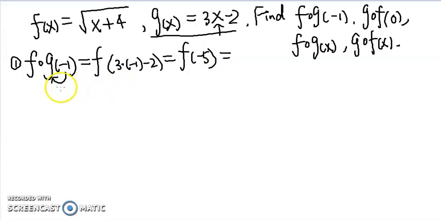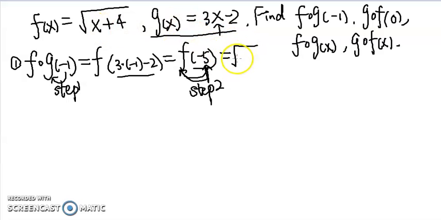Now we're going to do the second step. This is our step 1, and that's the answer from step 1. Now we're ready to do f of -5. That means you plug -5 into the f function. That's our step 2, the second function now. In the second function, we replace x with -5. And notice after we simplify it, we are going to get square root of -1.